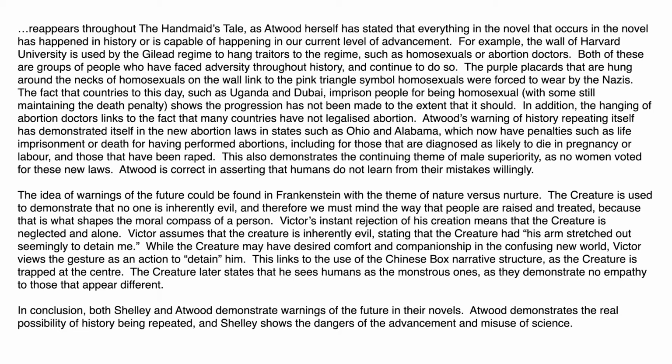Victor assumes that the creature is inherently evil, stating that the creature had his arm stretched out, seemingly to detain me. While the creature may have desired comfort and companionship in the confusing new world, Victor views the gesture as an action to detain him. This links to the use of the Chinese box narrative structure as the creature is trapped at the centre.